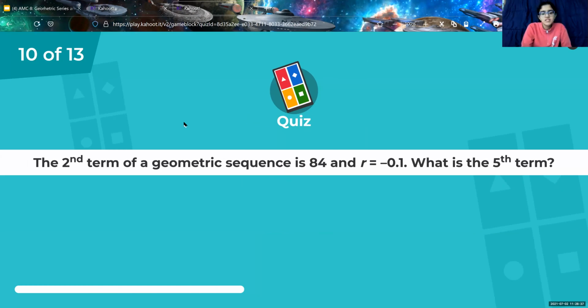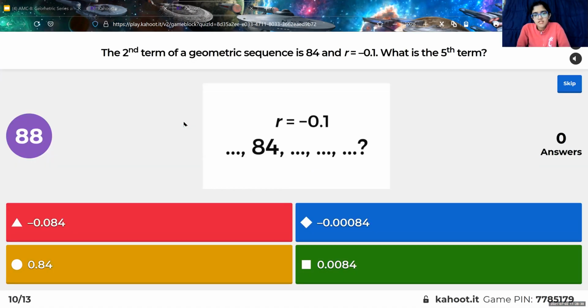So the second term of a geometric sequence is 84, and the ratio is negative 0.1. What is the fifth term?